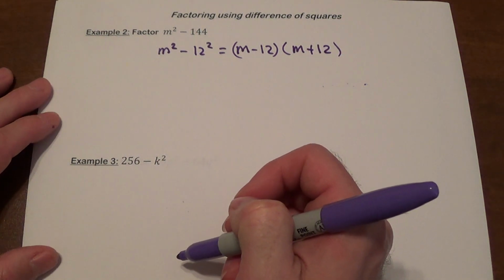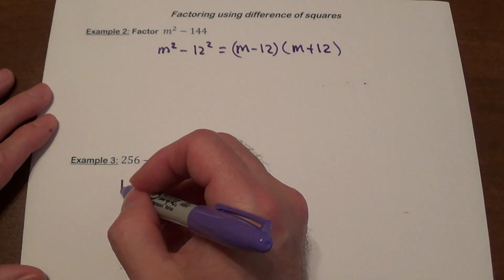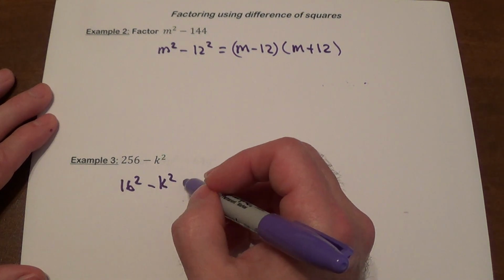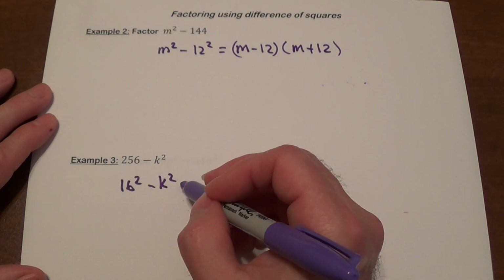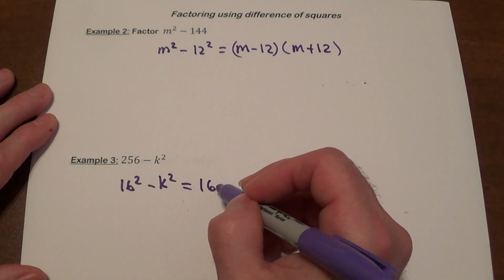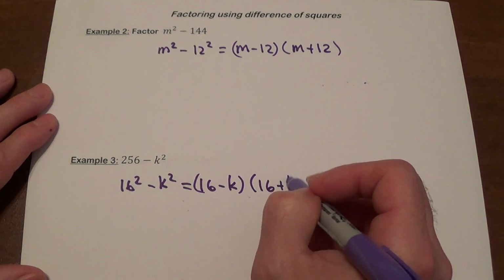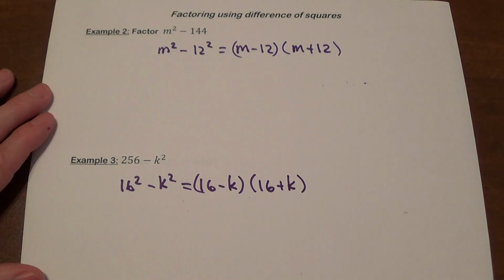256 minus k squared. 256 is 16 squared. And obviously we have k squared. Something squared minus something else squared. 16 minus k times 16 plus k.